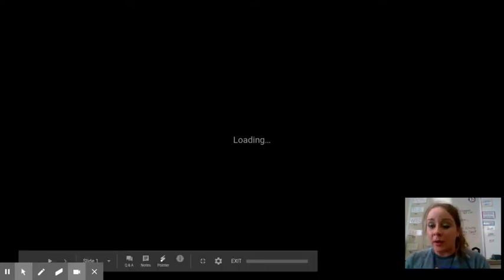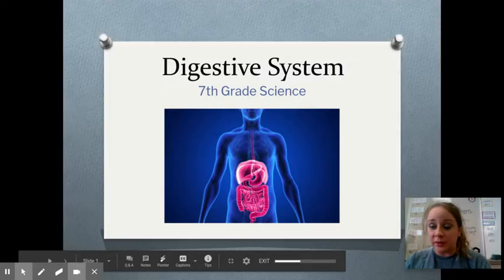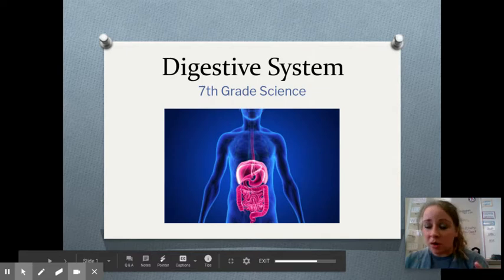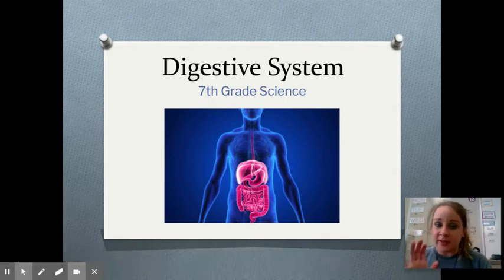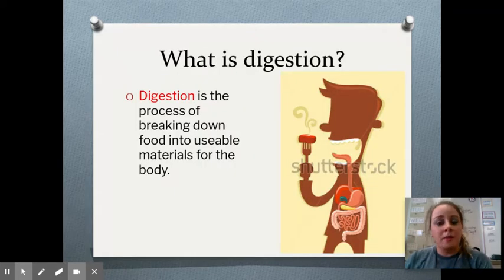So yesterday and the day before, we kind of talked about the 11 body systems and how all 11 need each other to function. And I told you we were going to go one by one, not all 11, but almost all 11 we're going to talk about. And the first one we're going to talk about is our digestive system. Okay, you don't need to write yet. I'll tell you when you need to write. What is digestion? Digestion is a process of breaking down food into usable material for the body.